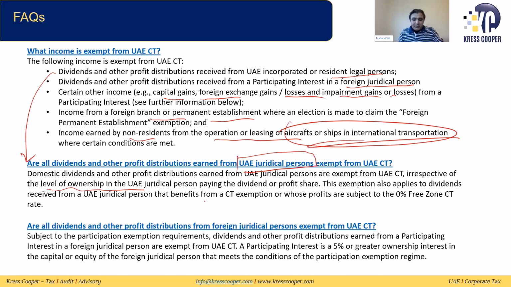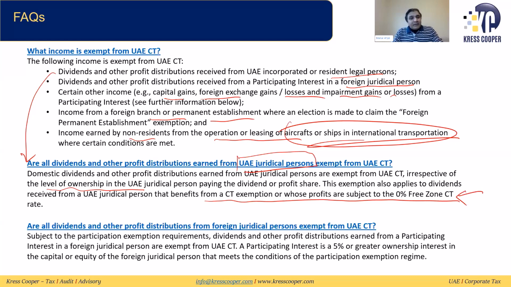This line is very important. I have already discussed this. I have already told you. It doesn't matter that you are getting this dividend from a free zone person. It doesn't matter that you are getting the dividend from exempt persons. All these dividends will not be subject to corporate tax.